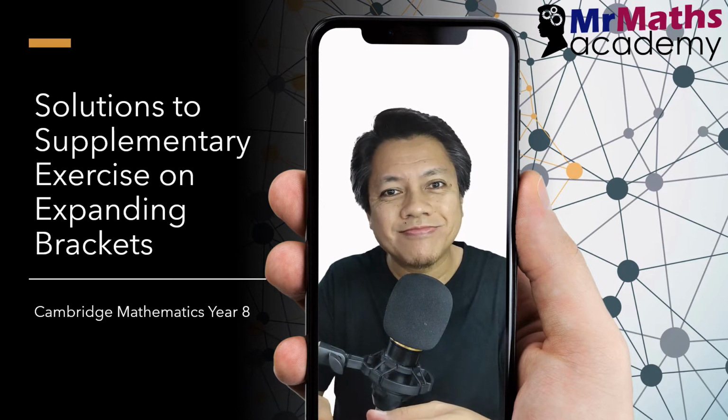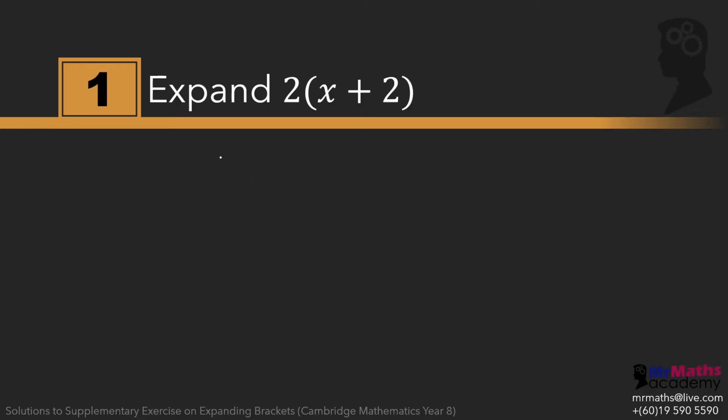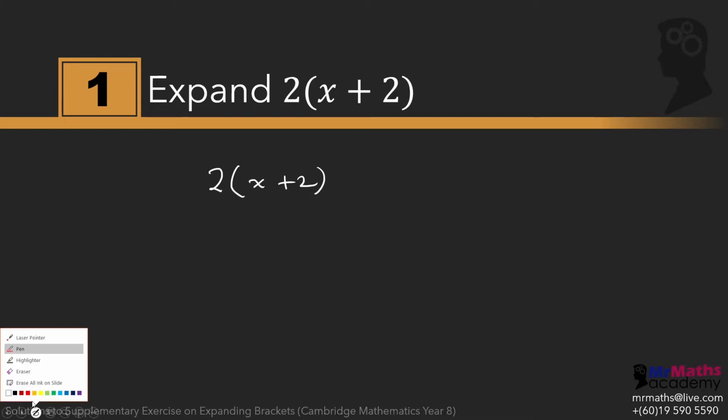Happy learning. The first question is expansion of this term, 2(x + 2). As you can see, there are two terms inside the bracket and one term outside of the bracket. So when you see this type of problem, what you need to do is to multiply. In this case, we are going to perform multiplication of 2 and x, and 2 with 2. Each of the terms inside the bracket has to be multiplied by the term outside of it.